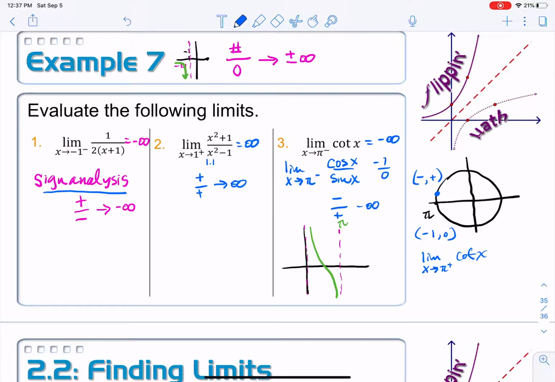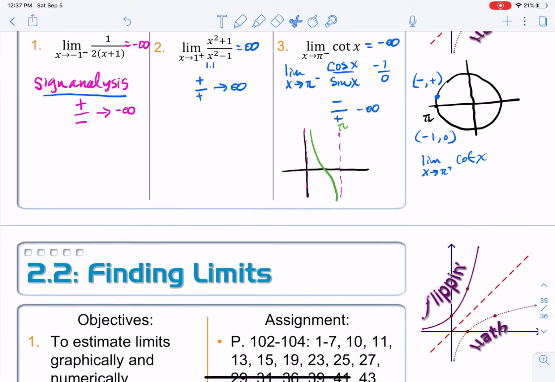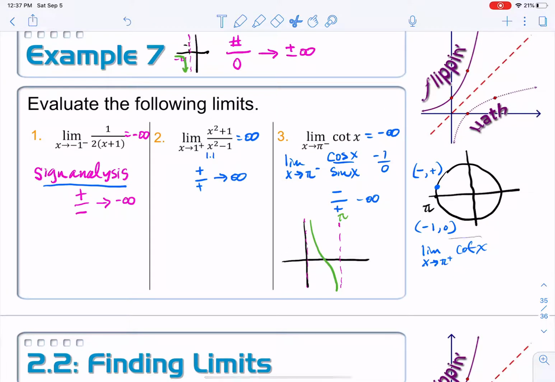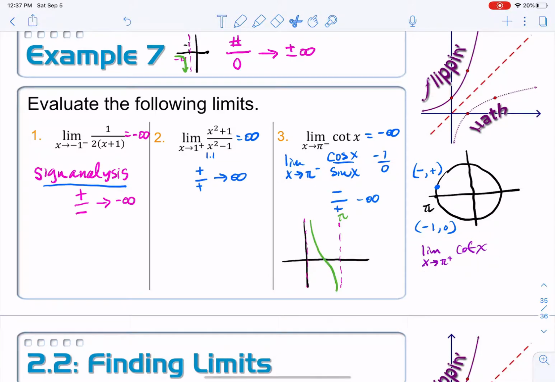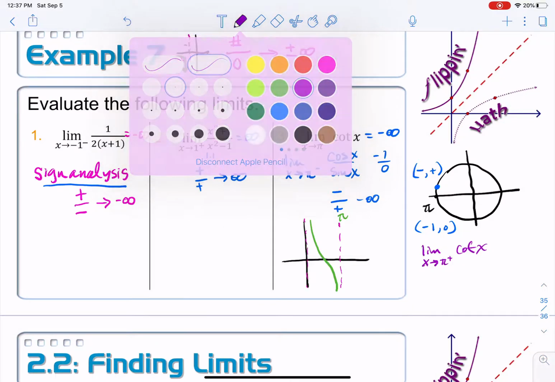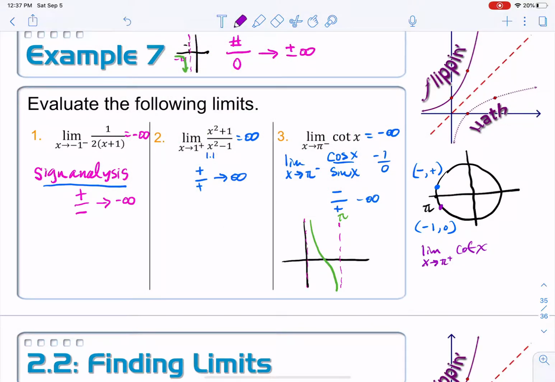Well, on this one, here, let me actually change colors of everything here so nothing gets confused. Let's see, what color do we want this one to be? Purple? Okay, I'm with you. So we'll make this one purple.